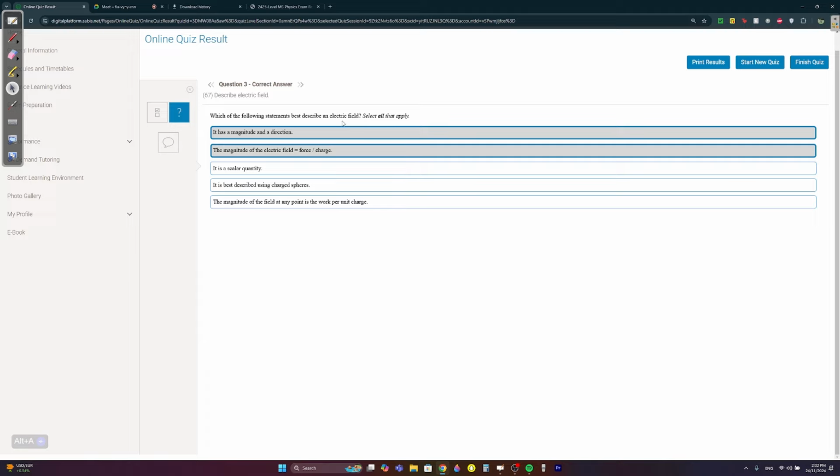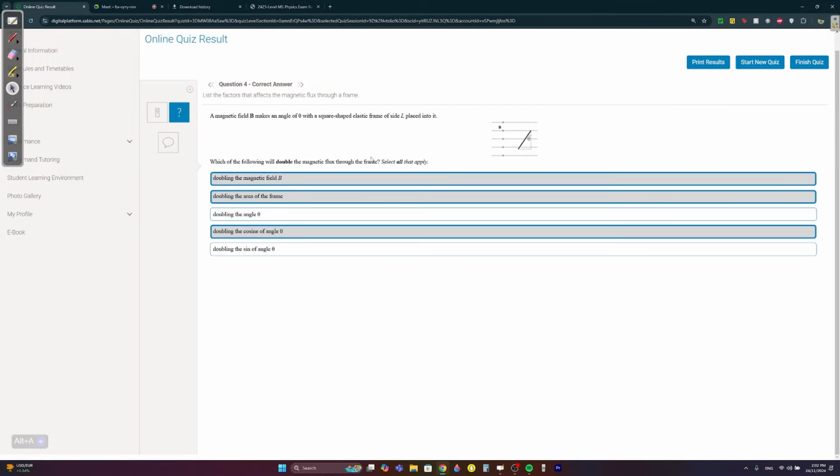Which of the following statements best describes an electric field? You guys know it's a vector, so it has a magnitude and a direction, and the magnitude of the electric field is force divided by charge. Obviously, it's not a scalar. It's not best described using charged spheres, and the magnitude of the field at any point is the work. No, it's not this, right?